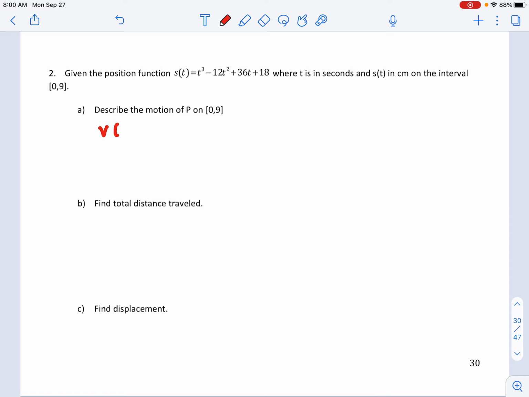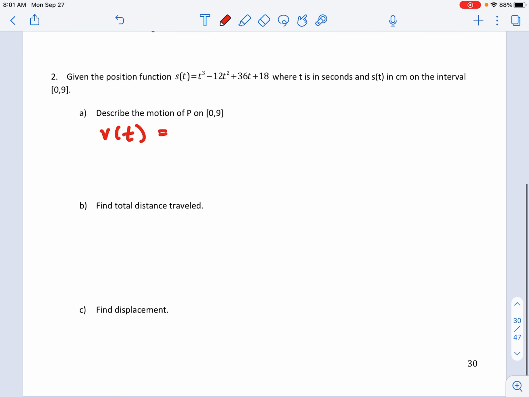Anytime you are asked about motion or to describe the motion, you always want to look at the velocity function. So I'm going to start by taking the velocity. If I bring down the 12, that's minus 24t plus 36. I forgot the first term: 3t squared minus 24t plus 36.